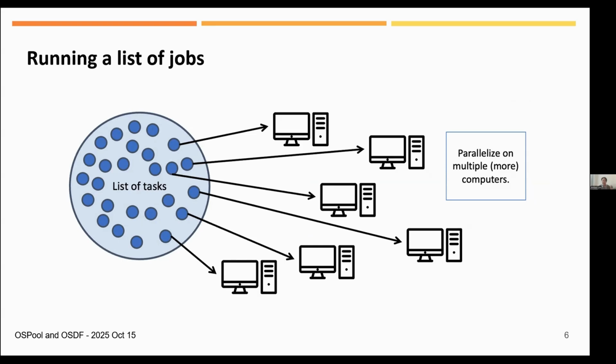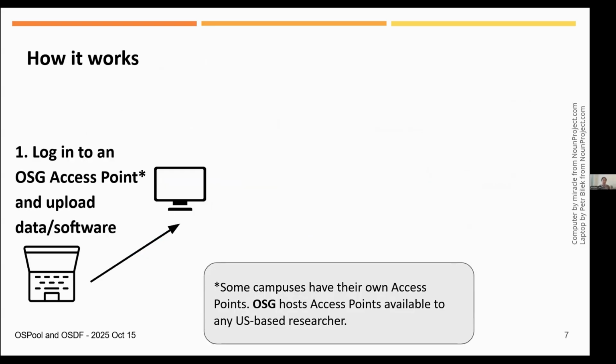So that is kind of the idea of high throughput computing, except it's not quite so physical where you're going into a computer lab, signing in. Instead, we do this all over remotely. So how it works is that you will have an account on what we call an access point. You might hear a login node or a submit node. And this is where you're able to access the computer remotely and then upload your data and your software here. Any US-based researcher can get access to an access point when you apply for an Open Science Pool account.